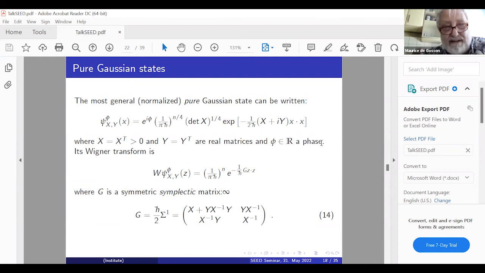You see, everything is symplectic in quantum mechanics, almost. So how do you see that? Well, actually, you can factorize this G, or you can verify that G satisfies the definition of a symplectic matrix. Anyway, this is the case here, and this also gives a formula for the covariance matrix, since G is equal to (2/ħ) Σ^-1 here.